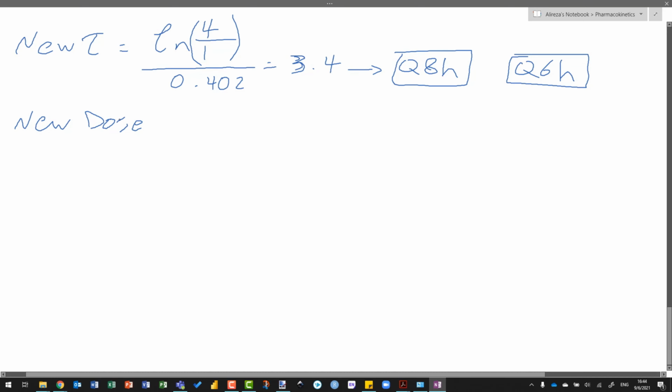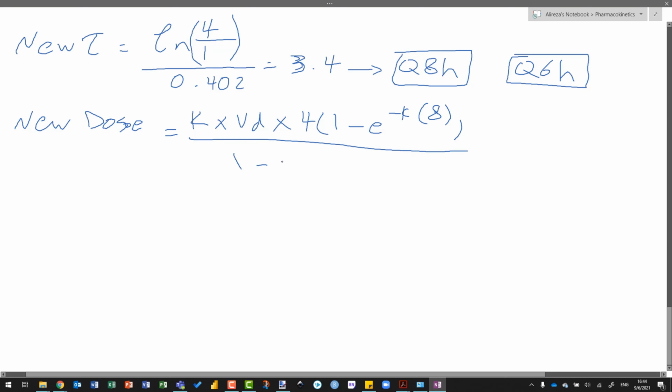So a new dose would be, we use the new k times the new volume of distribution times the peak that we want, which is 4, times 1 minus e to the negative k times tau. And I'm going to see if I can make tau of 8 work first. Hopefully we can make it work. And then 1 minus e to the negative k times time of infusion, which is 1. And what we get is about 29.8 milligram, which I'm going to round to 30 milligram.